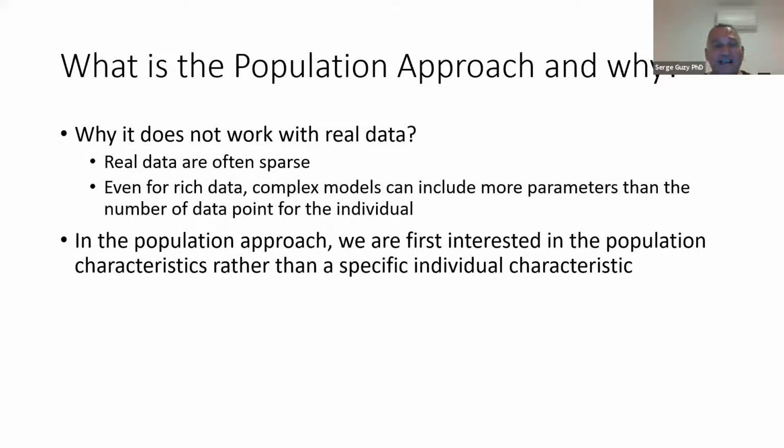Then because the data are sparse, it's not good enough to just use the individual approach, and we need to use the population approach. When we are talking about the population approach, we are interested first in the population characteristics. In other words, if I have 20 patients, my first goal is to tell you, for this population, the drug behaves a certain way. For example, the average clearance is equal to 5 milliliters per hour, and I have, let's say, 30% variability across the population. And then I'm giving you the same information for the volume.